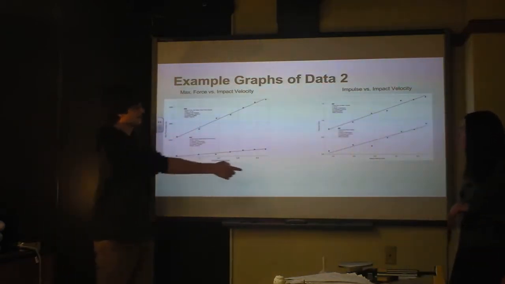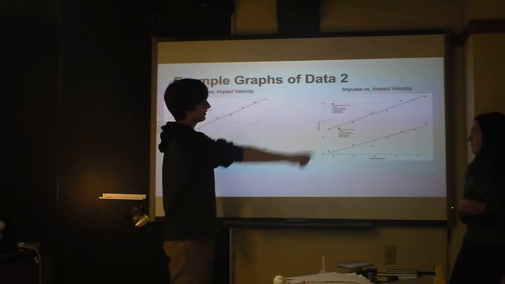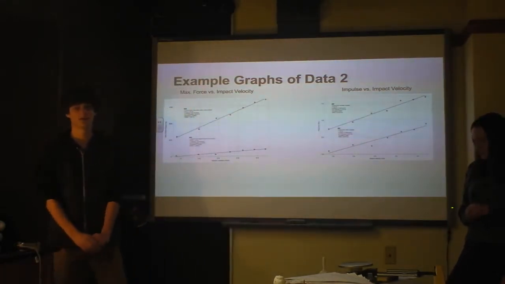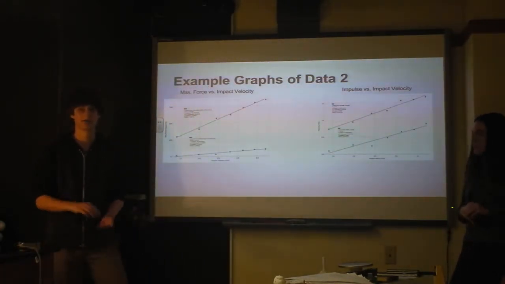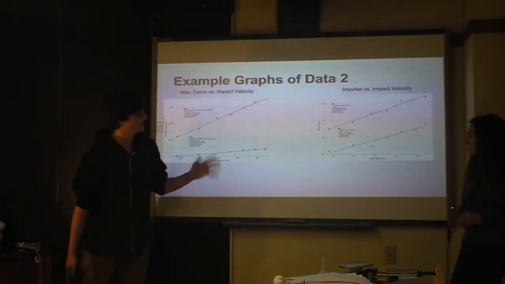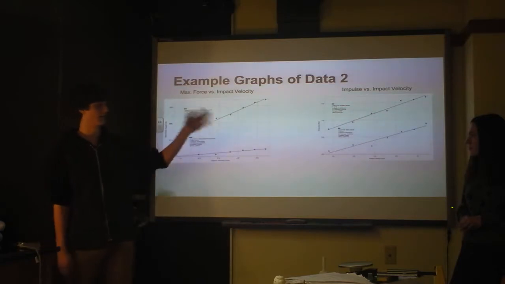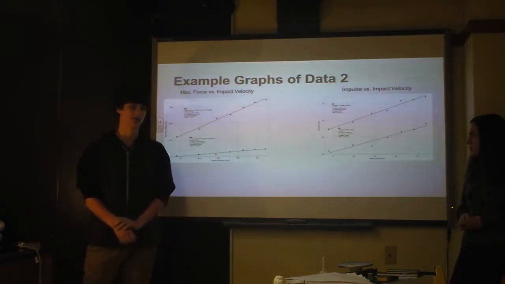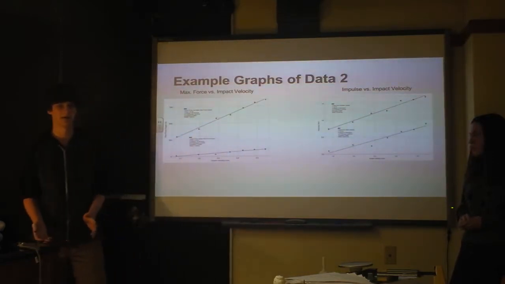And these graphs over here are impulse versus impact velocity. Since impulse is equal to change in momentum, and change in momentum is mass times velocity, when plotting impulse versus impact velocity, the slope should be mass, and that's what we used for error calculation.